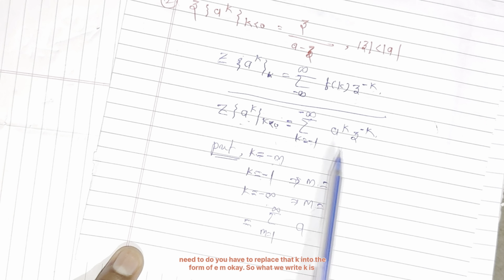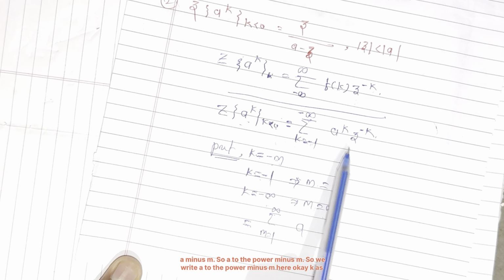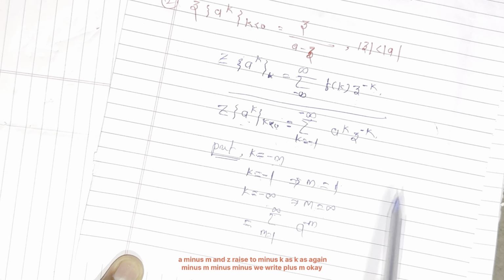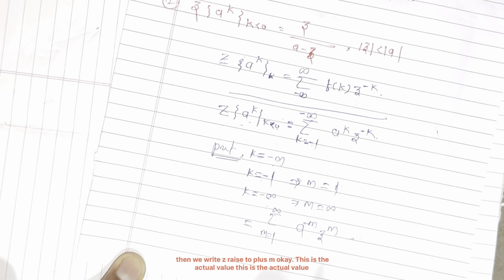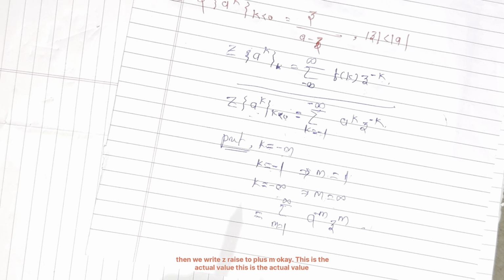Okay, now a to the power k. Now see that as we are taking the limit in the form of m, what you need to do is replace that k into the form of m. So k is minus m, so we write a to the power minus m here. And z raised to minus k, as k is again minus m, minus minus we write plus m, then we write z raised to plus m. This is the actual value for our sequence here.